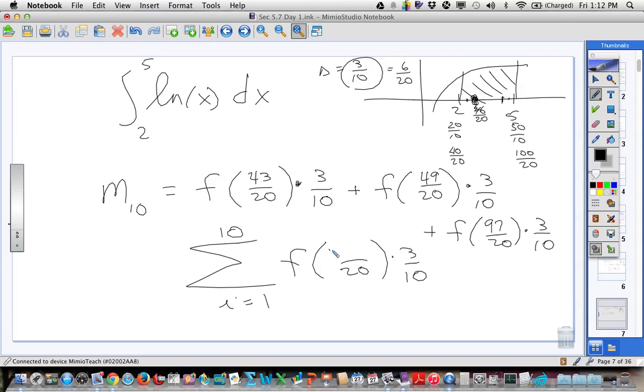If she did 0 to 9, she could go 43/20 plus 3i over 10 or 6i over 20, right? Those would all be okay. Or we could go 37 plus 6i. That would do it, right? Or you could go 37/20 plus 6i over 20.